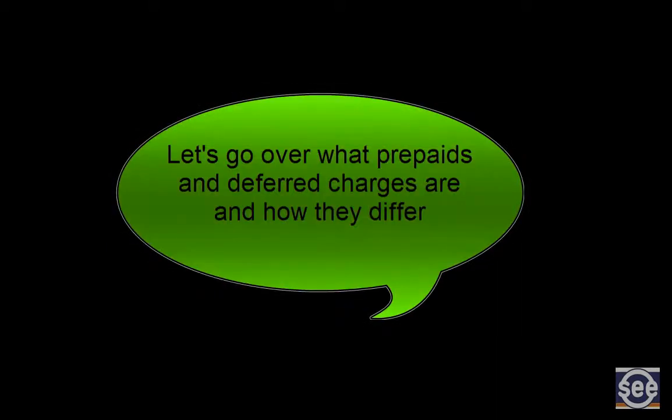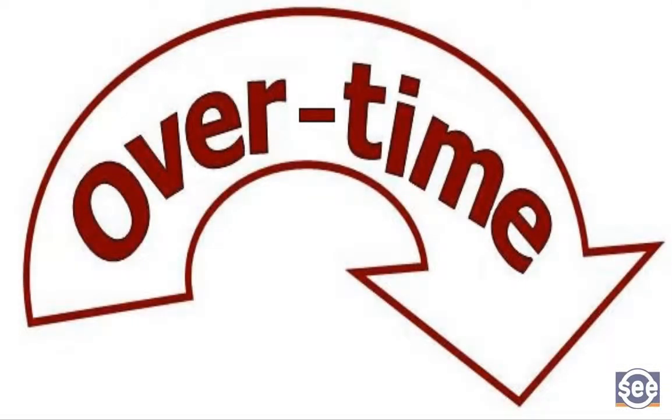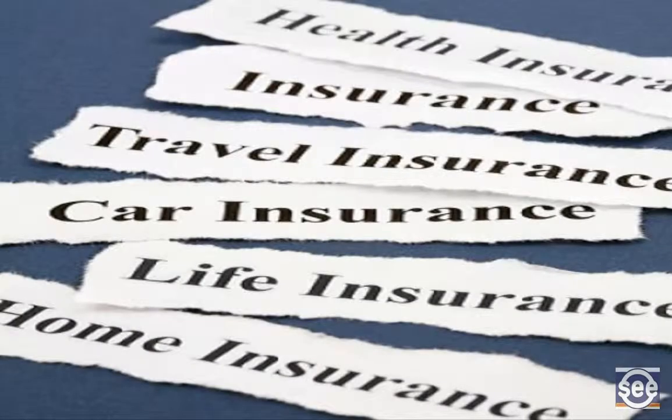Now let's go over what prepaids and deferred charges are and how they differ. Prepaids are costs incurred for future benefits or services that are amortized over the period of use of such benefits. You're paying upfront for a benefit or service you'll be using over time, such as prepaid insurance.